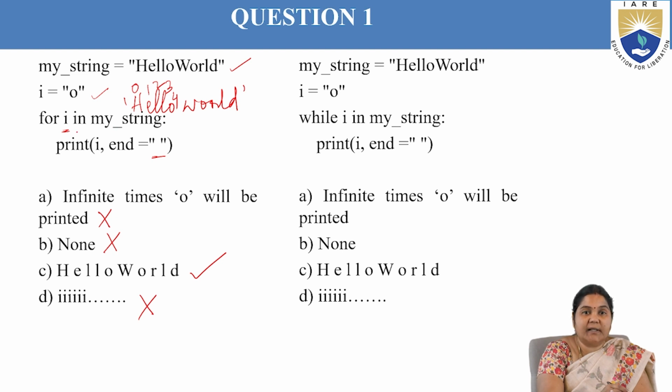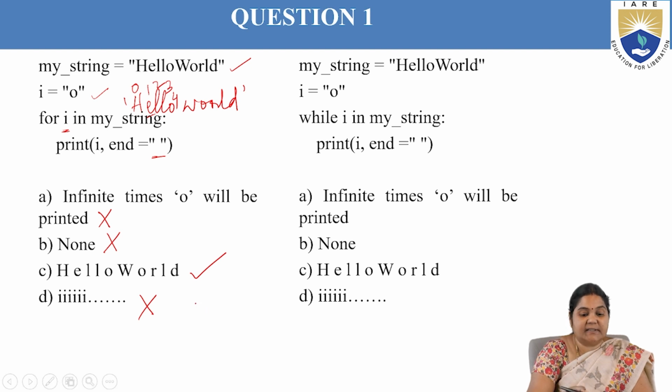Then I will be automatically incremented to the next character, that is index value 1, so I will take the character E. This way, the auto increment feature is there in the for loop. The initialization starts with 0, then it goes up to the end of the string, and auto increment is going on. In that way, the string will be completely printed from left to right. So hello world will be our output.